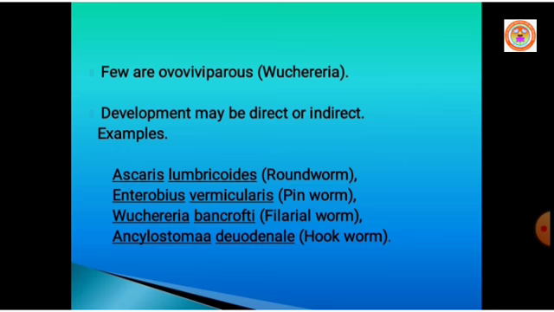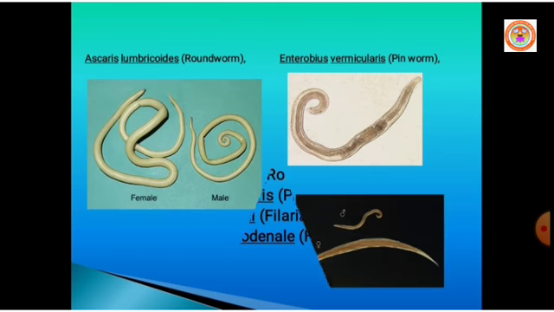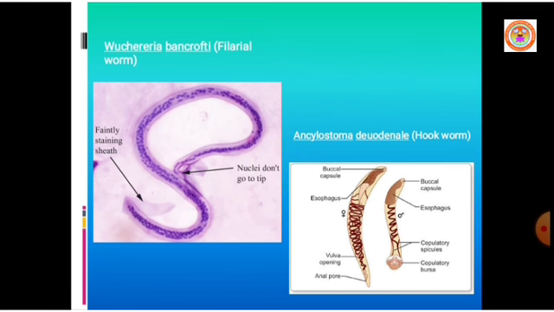Examples: Ascaris lumbricoides, roundworm; Enterobius vermicularis, pinworm; Wuchereria bancrofti, filarial worm, which is responsible for elephantiasis; and Ancylostoma duodenale, which is called hookworm.